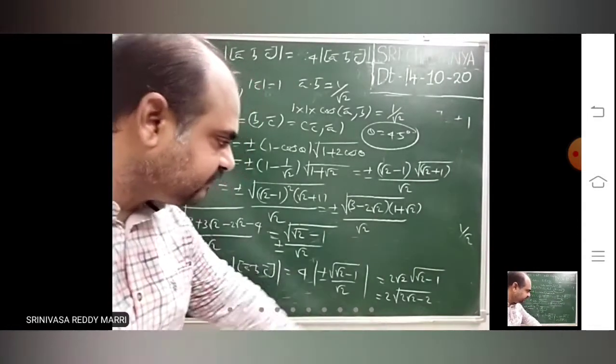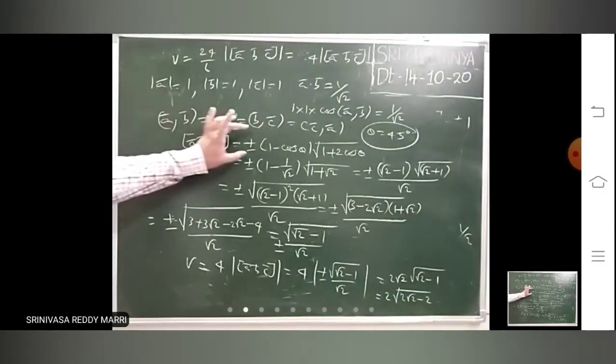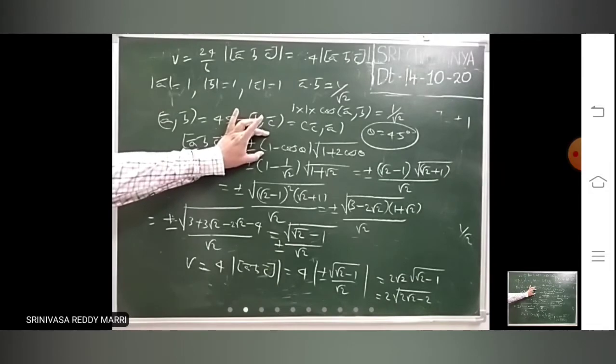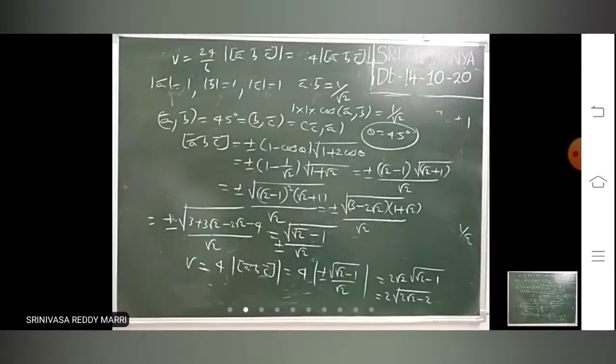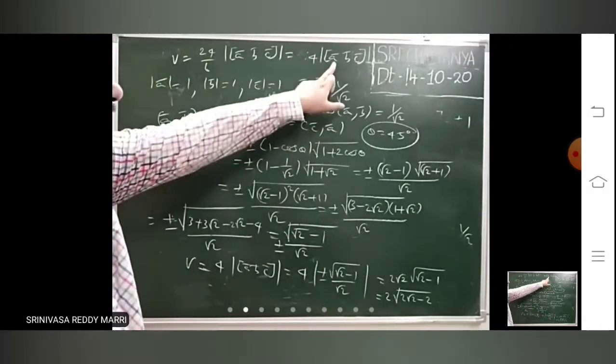So this is the volume of the parallelogram, volume of the tetrahedron. Box ABC calculating, use this formula. It will become easy to solve. So the volume you got is 4 into box ABC. After calculating box ABC, you substitute here.